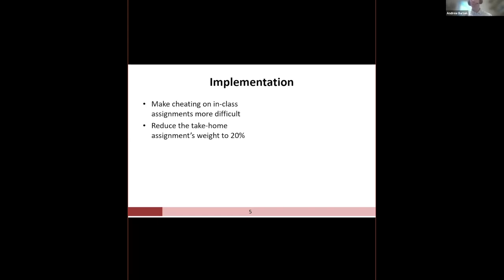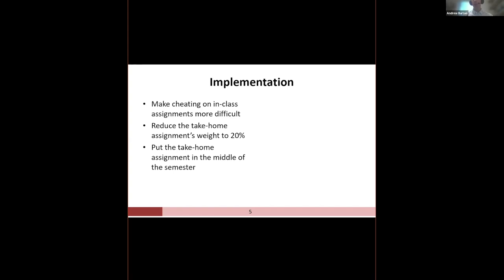Another important aspect of my implementation is that the take-home essay is in the middle of the semester, not the beginning, not the end. And it's important it not be at the beginning, because at the beginning, students don't yet know what kind of writing I want from them. And so they're not really in a position yet to properly prompt ChatGPT or judge its output.